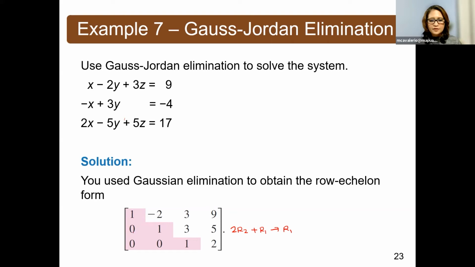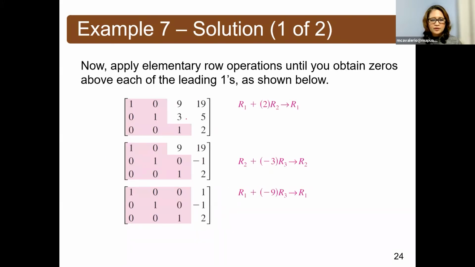So we have 0 times 2 is still 0 plus 1. 1 is maintained. 2 times 1 is 2 plus -2. This becomes 0. 2 times 3 is 6 plus 3. This becomes 9. And 2 times 5 is 10, 10 plus 9, this becomes 19. So let us check our answer. You have 1, 0, 9, and 19.